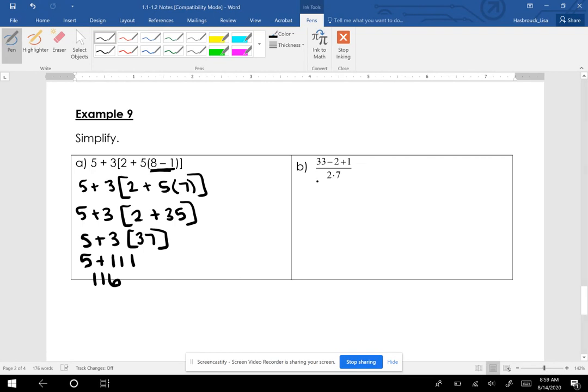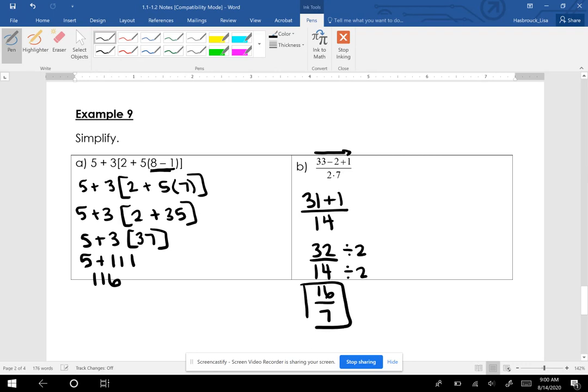We can do one step on top and one step on bottom at the same time. That's fine. So on top, we have addition and subtraction. Notice they are going from left to right. So if we're going from left to right, we don't do addition first, we do subtraction first. 33 minus 2 is 31 plus 1. On the bottom, 2 times 7 is 14. Now we go back to the top and start over. 31 plus 1 is 32. Still over the 14. Then we want to reduce this. I know 32 and 14 are both divisible by 2 to get 16 over 7. And I will leave my final answer as that improper fraction.